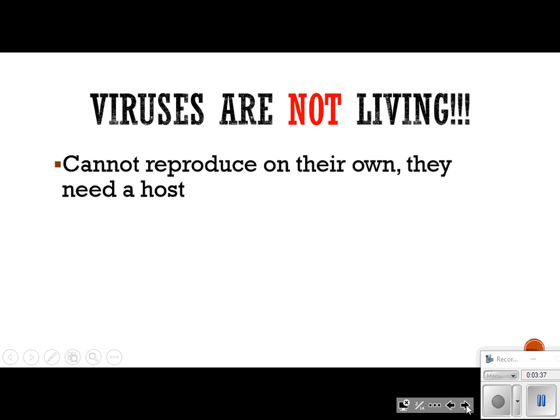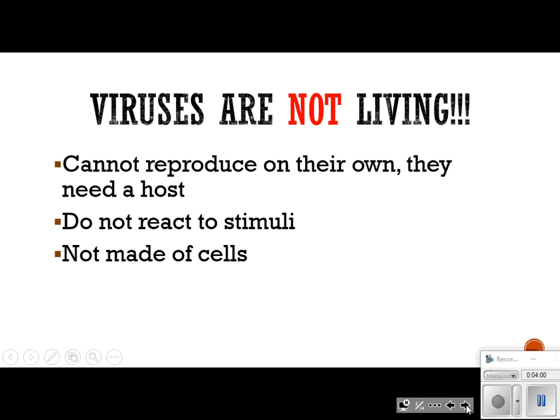However, viruses do reproduce. They just need something to do it for them. They do not react to stimuli. That was another characteristic of life. They react to stimuli. Viruses do not. They do not react to stimuli. They are not made of cells. Viruses are not made of cells.